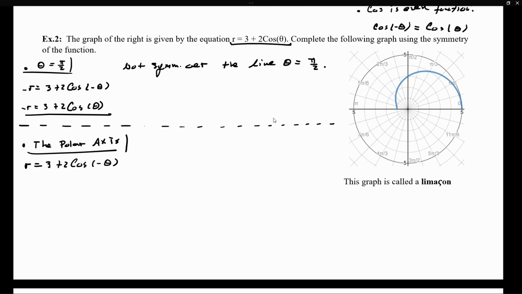So now we're going to get the following. But now again, notice that here we have cosine of a negative angle, and I know that cosine is even. So therefore now this becomes 3 plus 2 cosine of a positive theta. And now notice that my result matches the original equation that was given to us. So therefore, the equation is symmetrical over the polar axis.